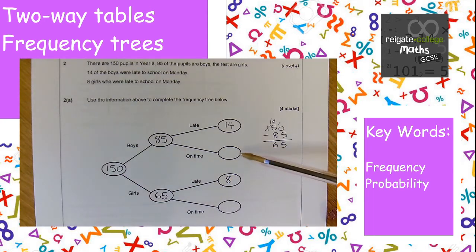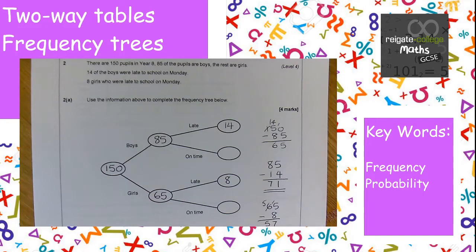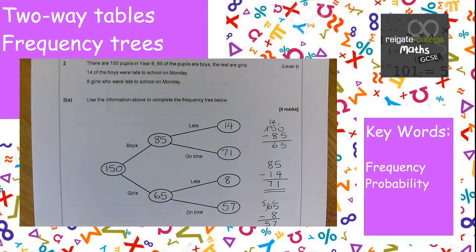And then to complete the tree I need to do a subtraction sum for both of these, and that will give me the number of boys and girls that were on time. With regard to the boys it's 85 subtract 14, and with regard to the girls it's 65 subtract 8. Once I've completed those sums, I can put those numbers into the boxes that are blank. So boys on time amount to 71 and girls on time amount to 57. That's the frequency tree completed.